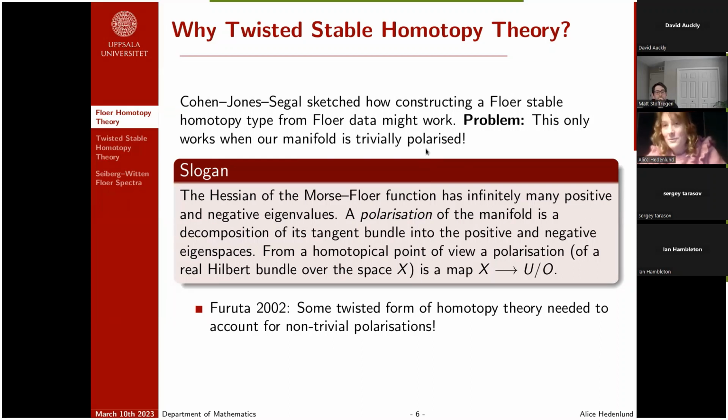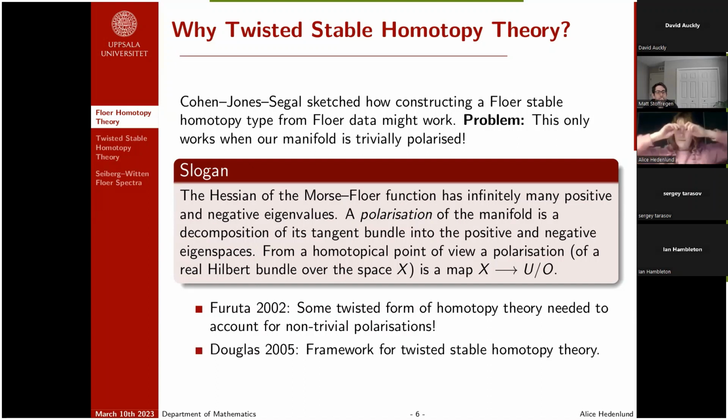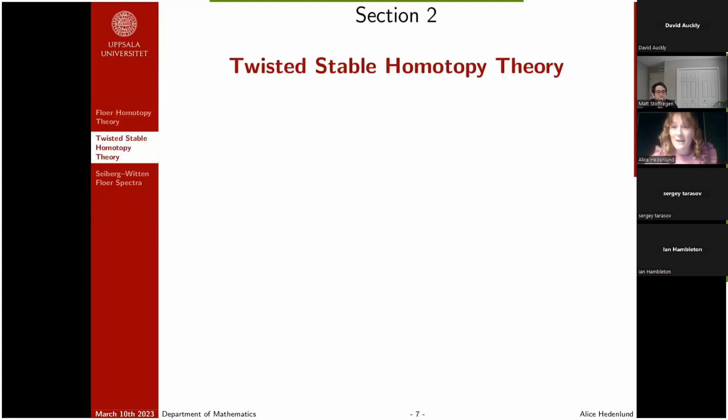Well, Fruta basically proposed that you need some sort of twisted form of homotopy theory in order to account for these non-trivial polarizations. And then Christopher Douglas, in his PhD thesis in 2005, introduced this framework for twisted stable homotopy theory, which is what I want to discuss now. So that was my little introduction.